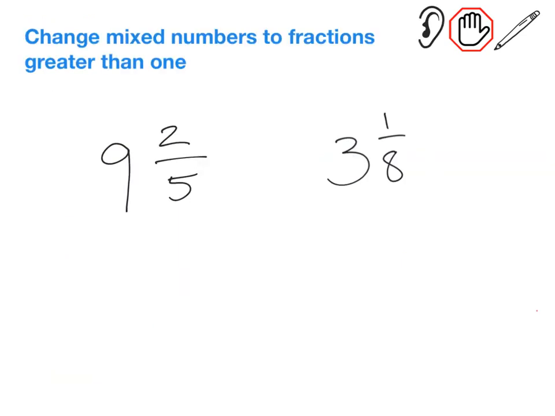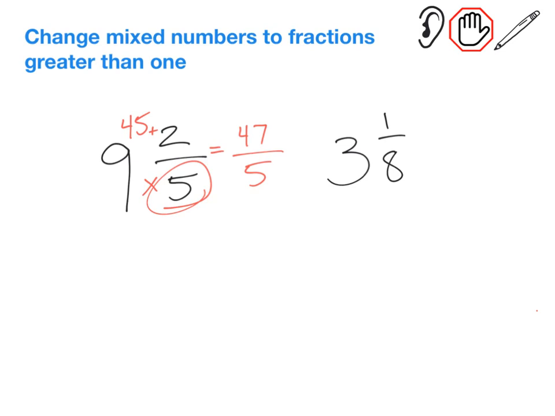For our next skill, we'll be changing mixed numbers to fractions greater than 1. So what I like to do is I multiply the whole number by the denominator. So 9 times 5 is 45. And then I add it. So I add that answer to the numerator. So 45 plus 2 is 47. So I end up with 47 over 5. So this denominator stays the same.